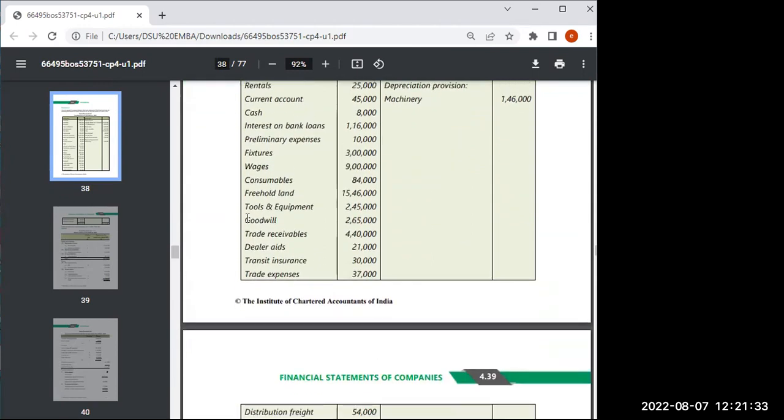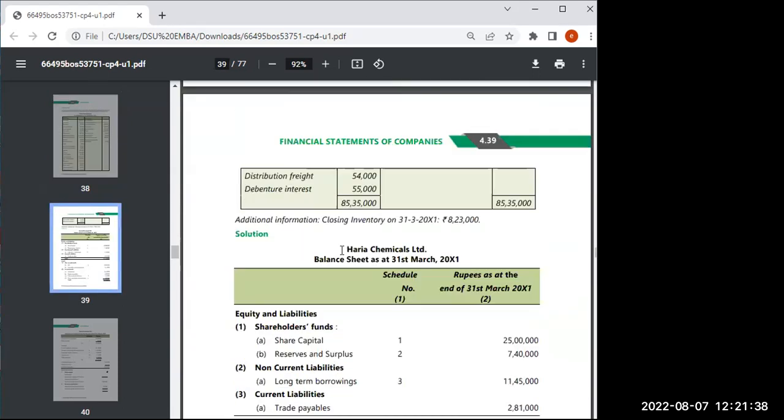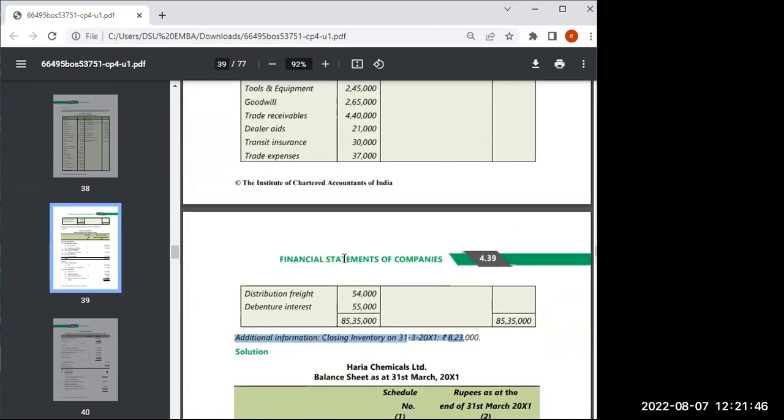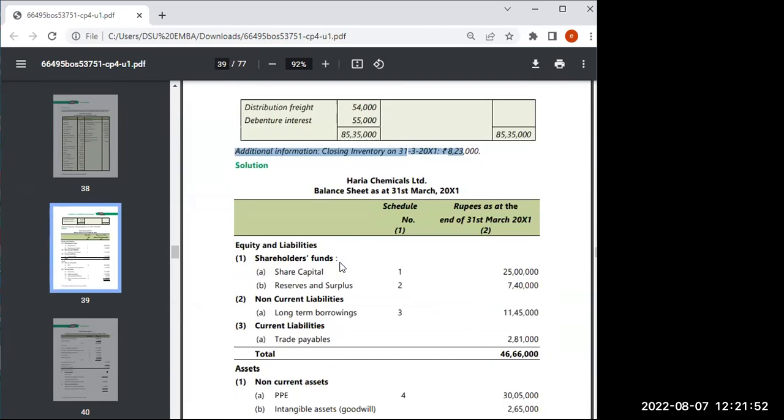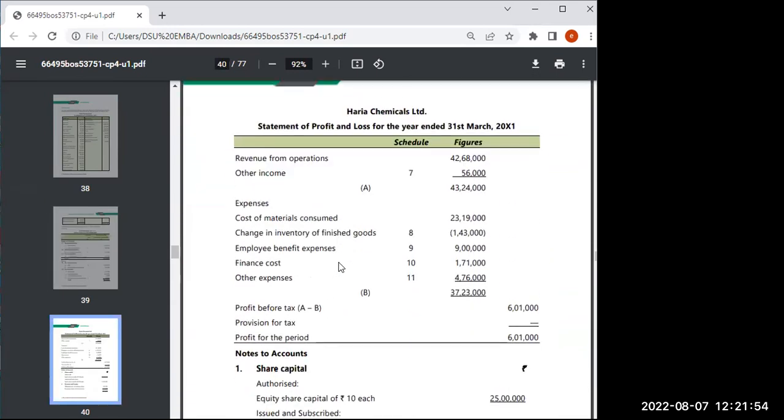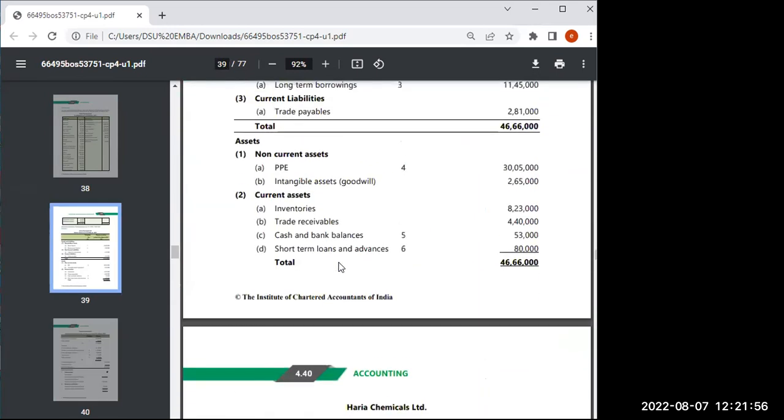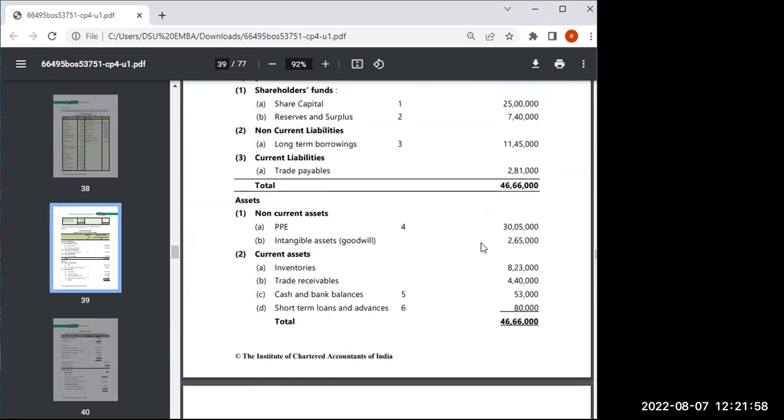Yeah, goodwill is there. How much is there? 2,65,000 goodwill. There is no adjustment given about goodwill here. If it is given, write off goodwill some amount, then you have to minus that amount, and that will go to P&L account also. Okay, yeah. So now goodwill is written here. What's the amount of goodwill? 2,65,000 is written here.